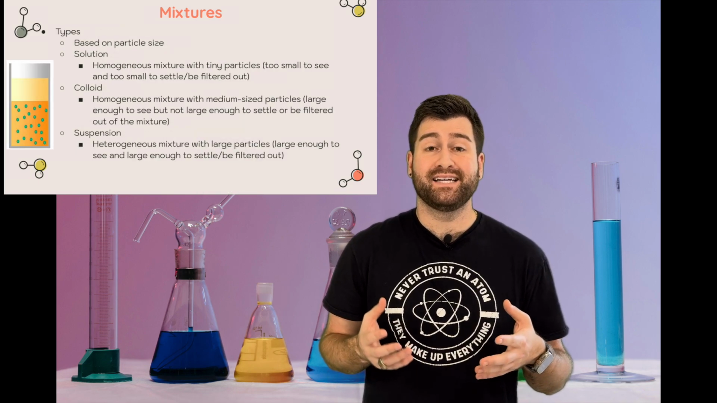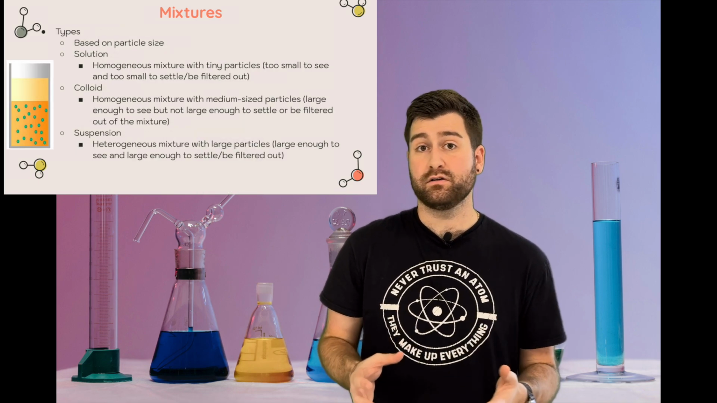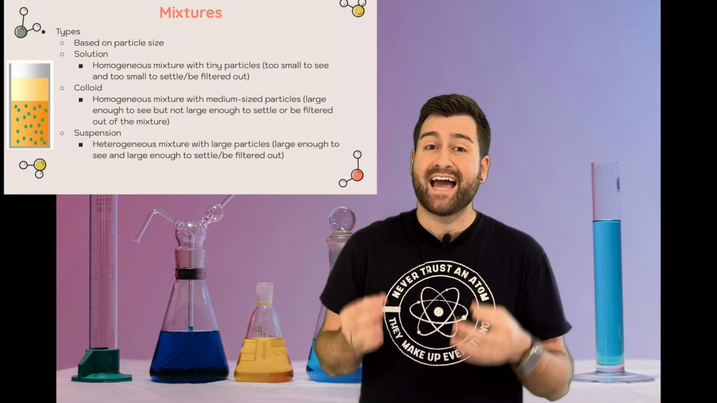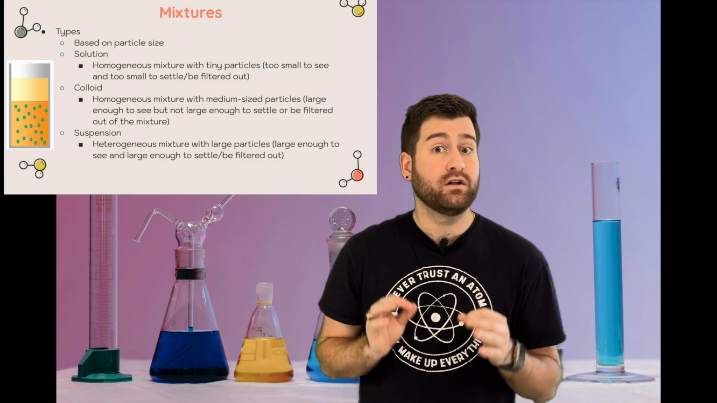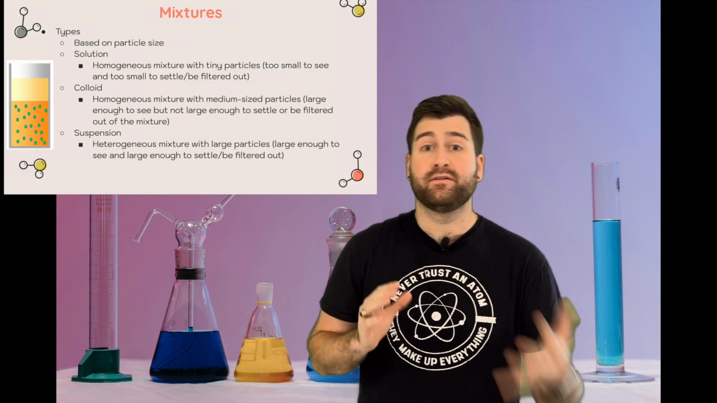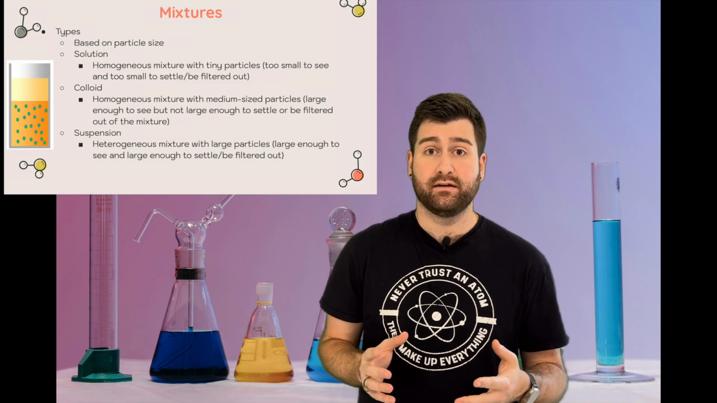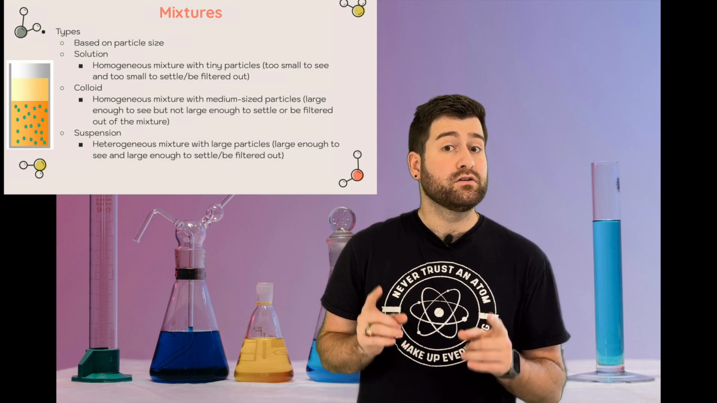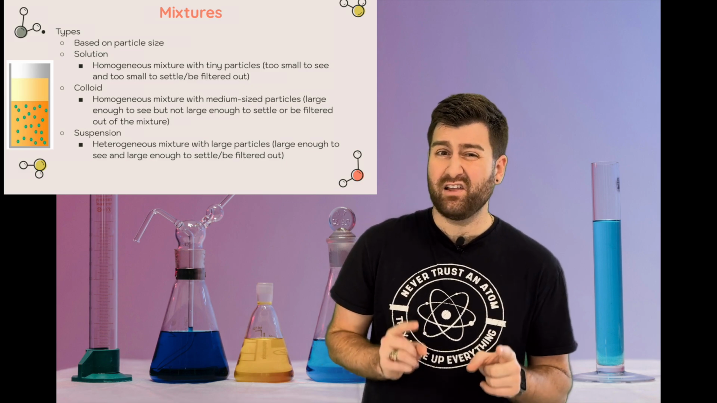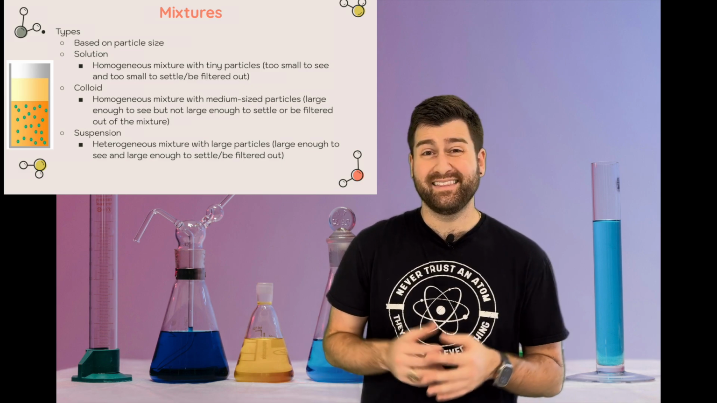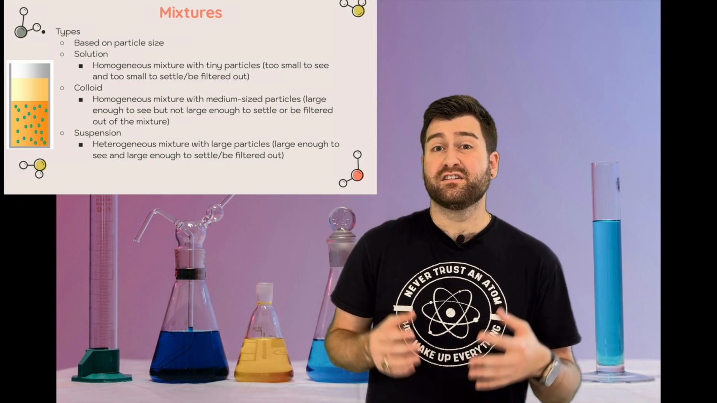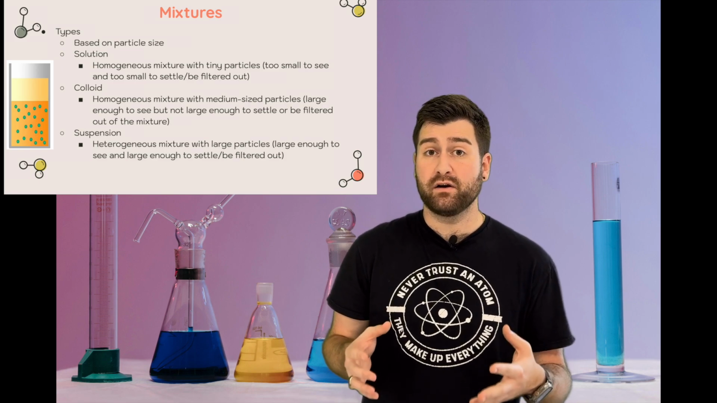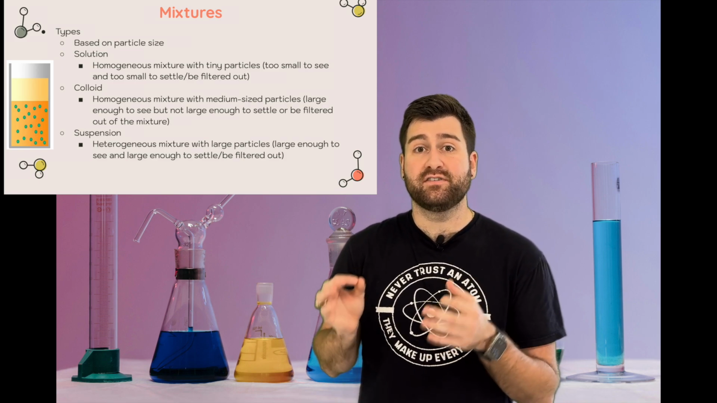Mixtures can be separated by type, and this type is based on particle size. One type of mixture is a solution, and solutions are homogeneous mixtures with tiny particles. These particles are too small to see and too small to settle or be filtered out. Another type of mixture is a colloid. These are homogeneous mixtures with medium-sized particles. These particles are large enough, however, to see, but they are not large enough to settle or be filtered out of the mixture. And the last type of mixture we're going to touch on are suspensions. Suspensions are heterogeneous mixtures with large particles. These particles are large enough to see and large enough to settle or be filtered out.